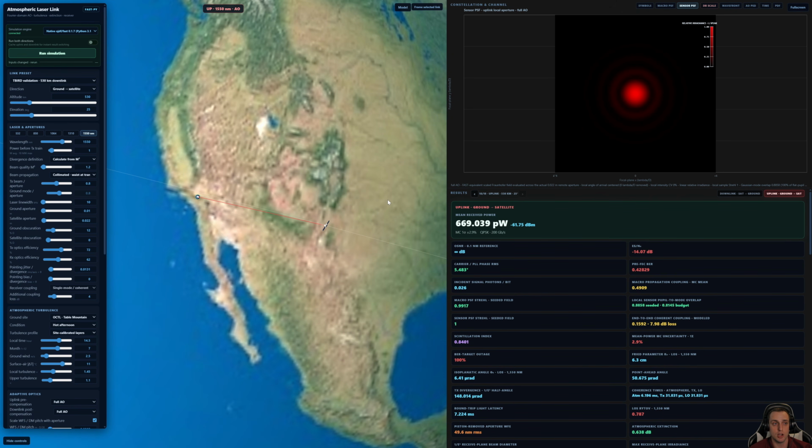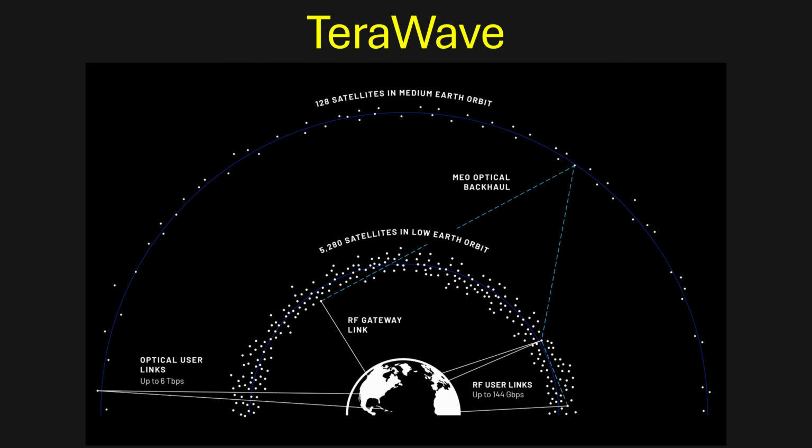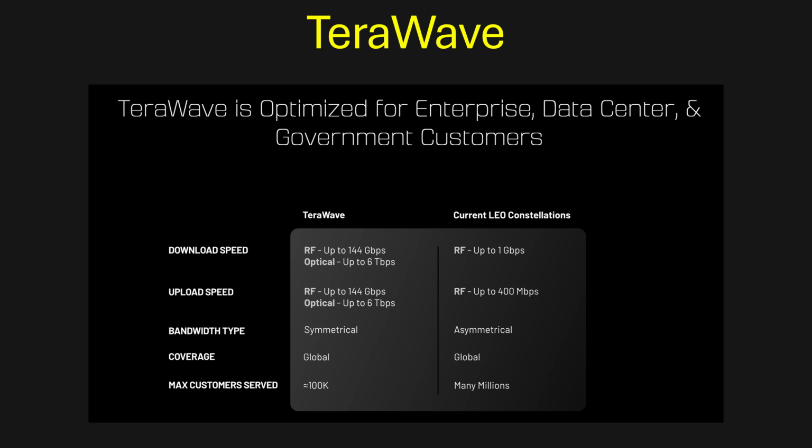But for now, it's time to move on to this video's main topic of discussion, which is Blue Origin's TeraWave constellation. In January, they announced the constellation of 5,280 low Earth orbit RF satellites with speeds up to 144 gigabits per second for both uplink and downlink. These satellites will have optical intersatellite links and also connect to 128 optical-only satellites in medium Earth orbit. They would also connect through the atmosphere to optical ground stations at 6 terabits throughput. The intended customers are enterprise data centers and government, essentially aiming to compete with long-distance fiber.